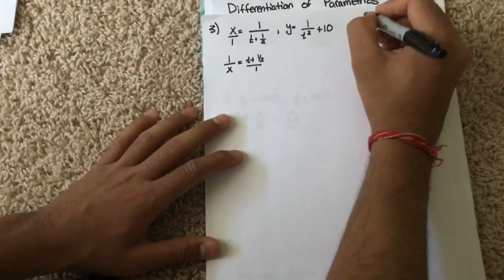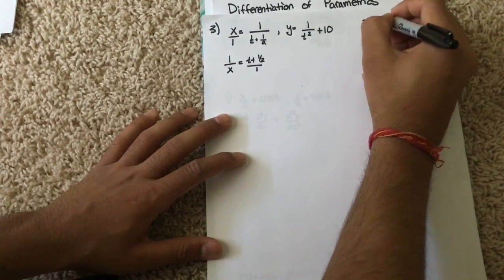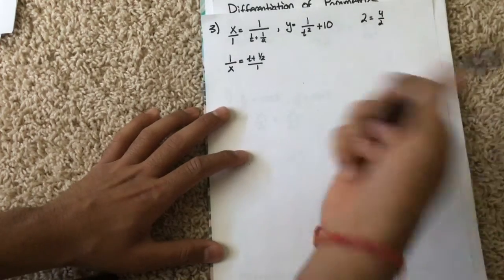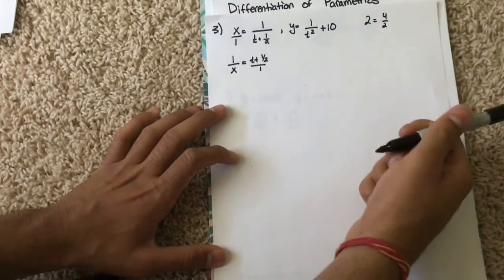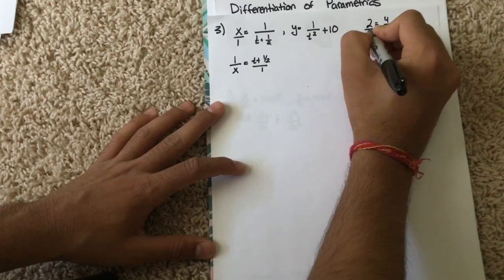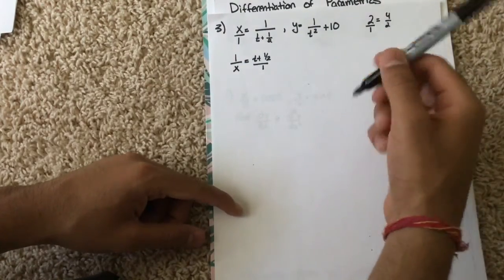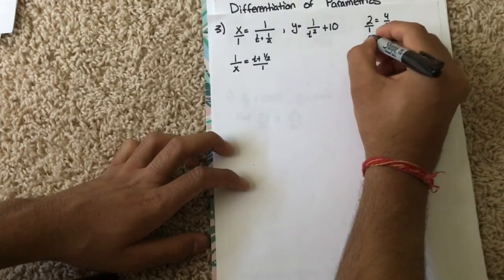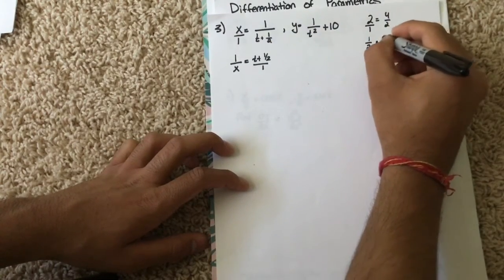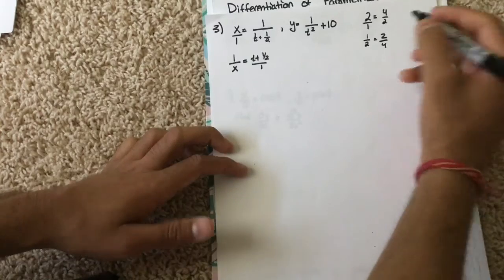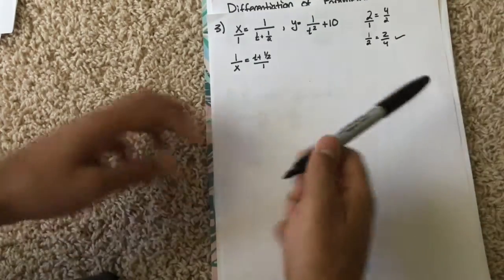Now, if you still don't understand why this works, here's why. If we were to have 2 equals 4 over 2, which is a true statement, 4 divided by 2 is equal to 2, and we just rewrote this as 2 over 1, and then we flipped the numerator and the denominator on both sides like we did right here, we get 1 over 2 equals 4 over 2. And that's true. So we can apply the same thing right here.